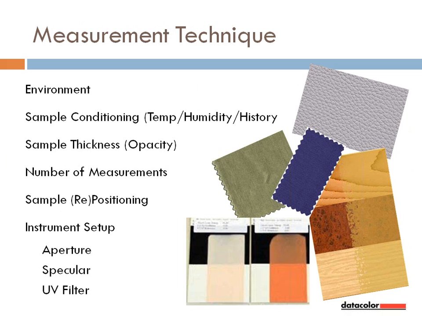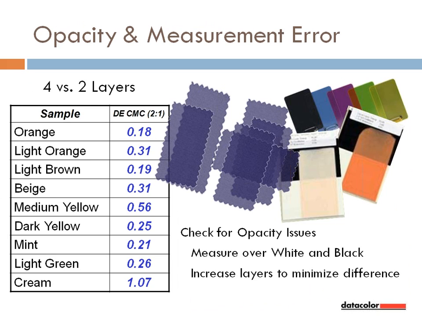Here's a checklist of considerations when you're defining measurement technique. Let's look at some real-world data showing how much these factors can influence a color measurement. For translucent samples, stacking or folding to opacity eliminates uncertainty due to sample thickness and color changes or variation in backings or substrates. Here are a set of color differences comparing stacks of 2 and 4 layers.